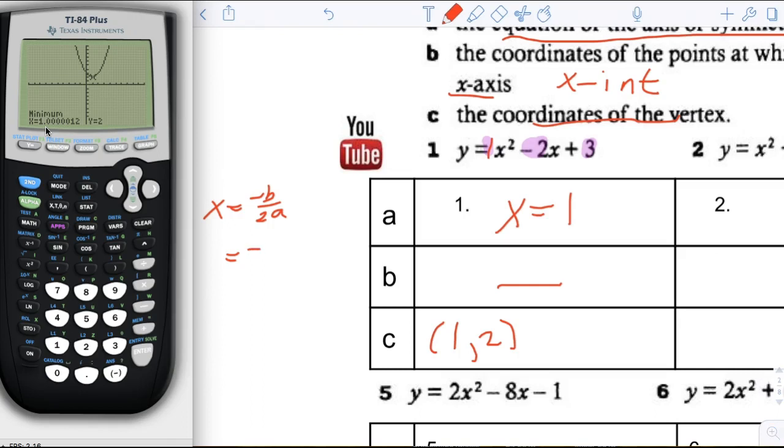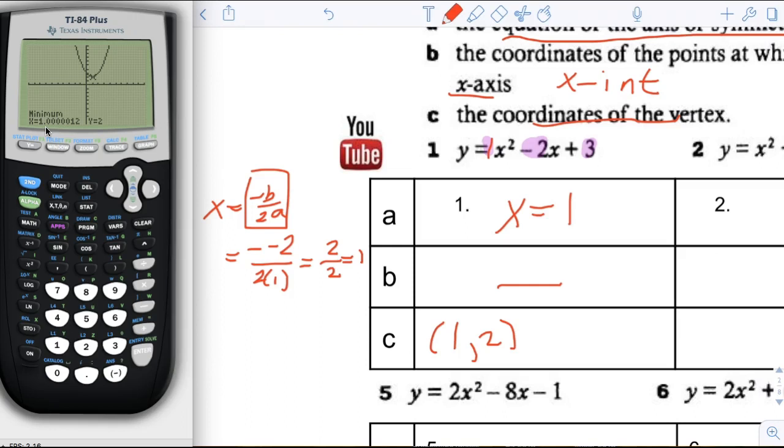So we'll put negative, and we know that the b value is negative 2. When you put the b value here, make sure you put the negative sign there also, because that's part of b. And then a is 1, so it would be 2 times 1. And if we simplify this, negative negative 2 is equal to positive 2, and the bottom is just equal to 2. So in the end, 2 divided by 2 is just 1. So our axis of symmetry is x equals 1, because if we substitute in the b and the a value into negative b over 2a, we also get 1.